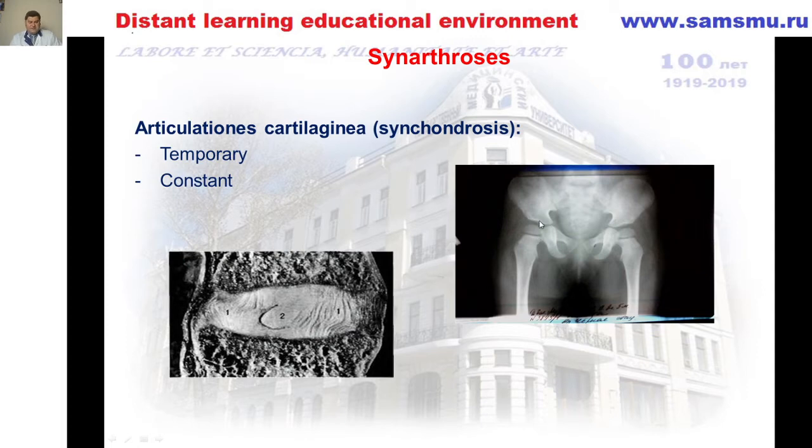which exists until skeletal growth ends, between separately ossifying bone fragments, maybe pelvic bone, femoral bone, etc. The next group is constant synchondrosis, and I told you earlier about the intervertebral disc, such as an example of constant synchondrosis between two bones, two vertebral bodies.